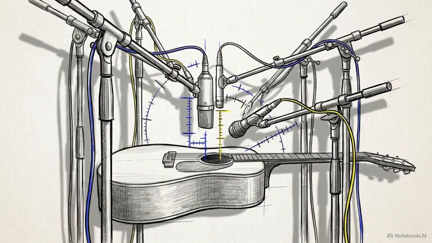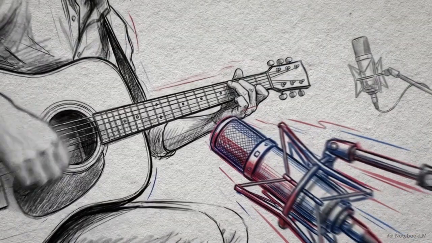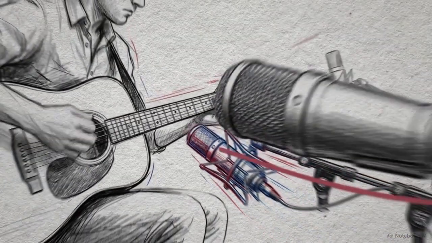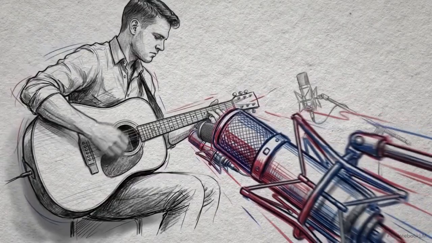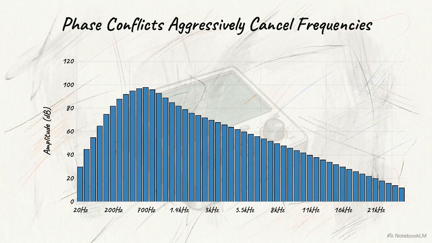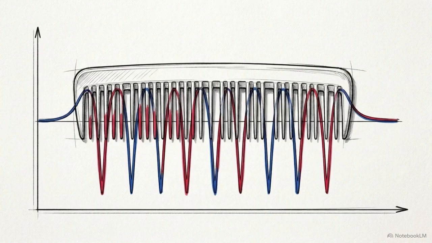In the studio, phase issues typically occur when you place two microphones on the same acoustic instrument. Because sound takes time to travel through the air, a microphone placed directly in front of an acoustic guitar will capture the sound milliseconds before a second microphone placed a few feet away. When those two staggered signals combine in your software, some frequencies reinforce while others aggressively cancel out. This specific pattern of acoustic damage is called comb filtering.